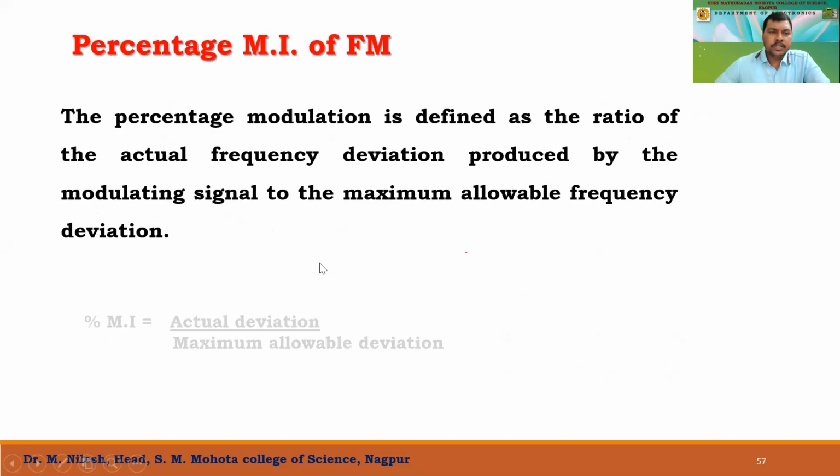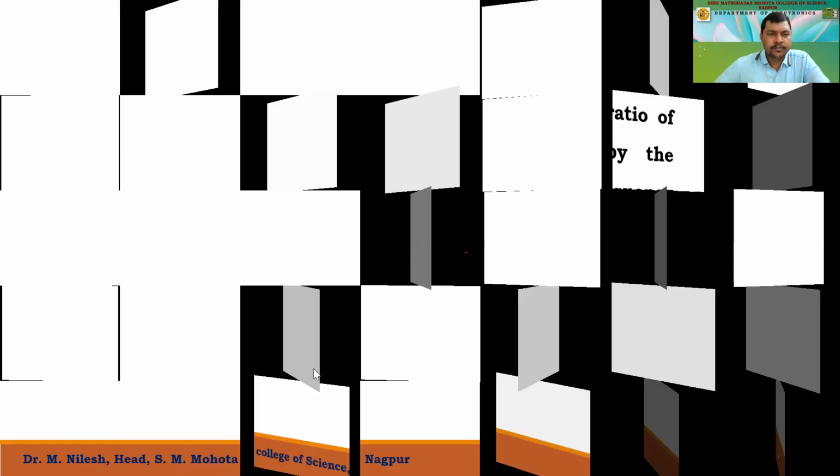The next one is the percentage modulation index of FM. The percentage modulation is defined as the ratio of the actual frequency deviation produced by the modulating signal to the maximum allowable deviation, right? So the percentage modulation index is equal to actual deviation divided by maximum allowable deviation.